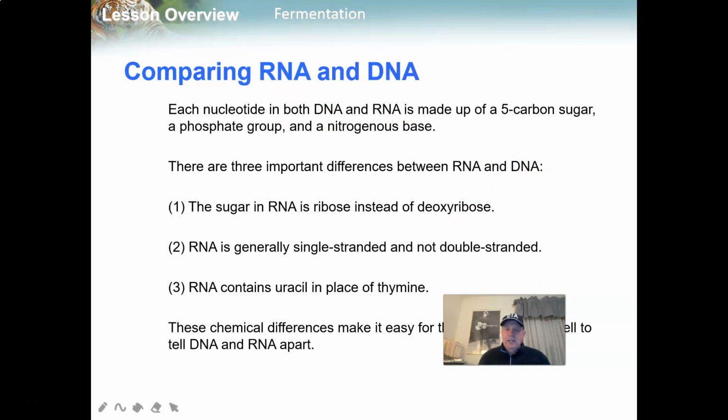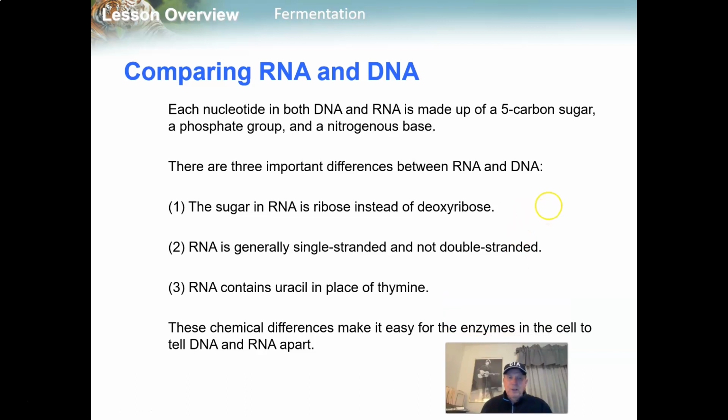So, comparing DNA and RNA. Each nucleotide in both DNA and RNA is made up of a 5-carbon sugar, a phosphate group, and a nitrogenous base, which we talked about. There are 3 important differences between RNA and DNA. Kids, please pay attention. Number 1, the sugar in RNA is ribose, not deoxyribose like in DNA. It's ribose, so the sugar is different.